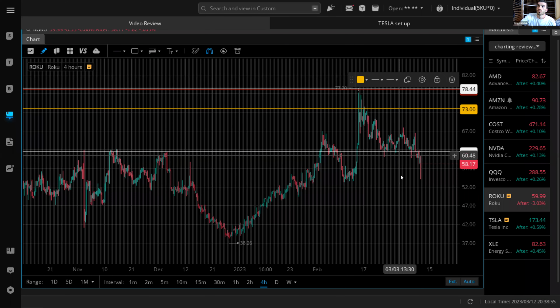So Roku around that 61 a share. Yeah, SVB, that's the actual. Yeah, yes sir. 27% of cash, that's crazy.